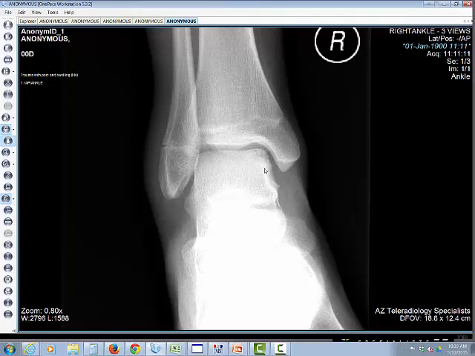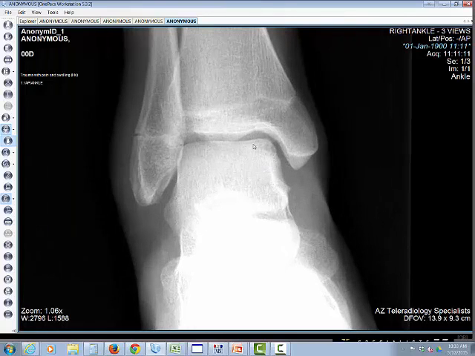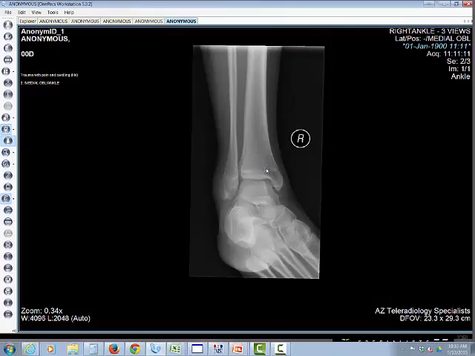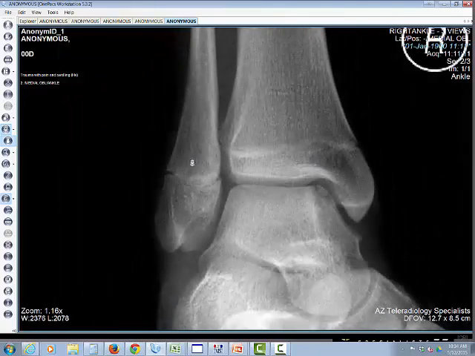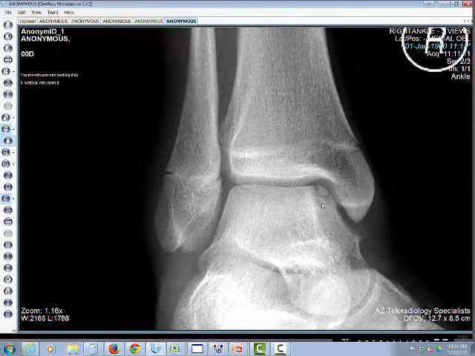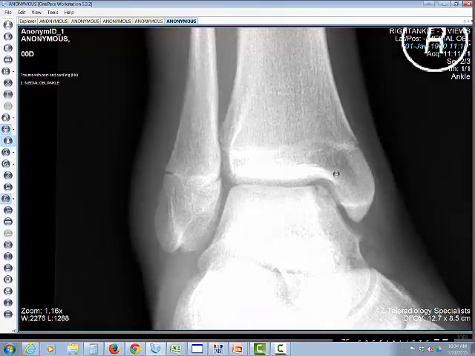And in this case, on this view anyway, we sort of think, well, maybe there's a little bit of a lucency there right at that corner. That looks a little bit suspicious. And as we look on the oblique view, sure enough, here we have a great example of an osteochondral lesion at the talar dome. With MRI, you can grade them, and the more severe lesions will be either loose or unstable. And in this case, with the lucency completely surrounding this fragment, it would seem to be likely loose or unstable.